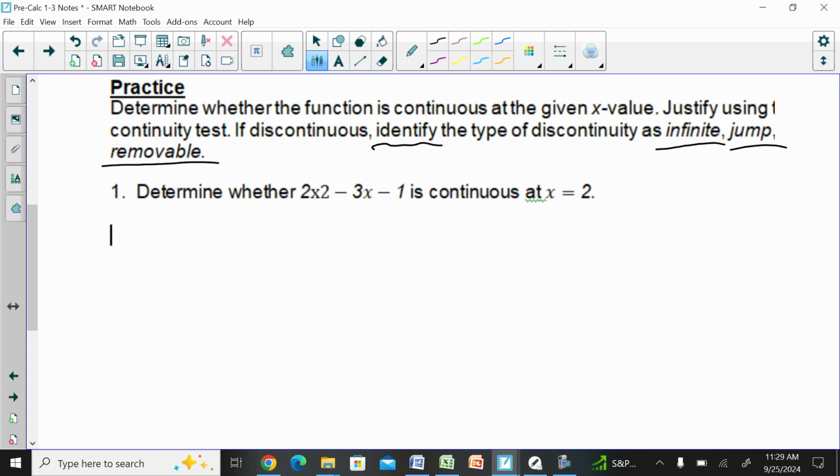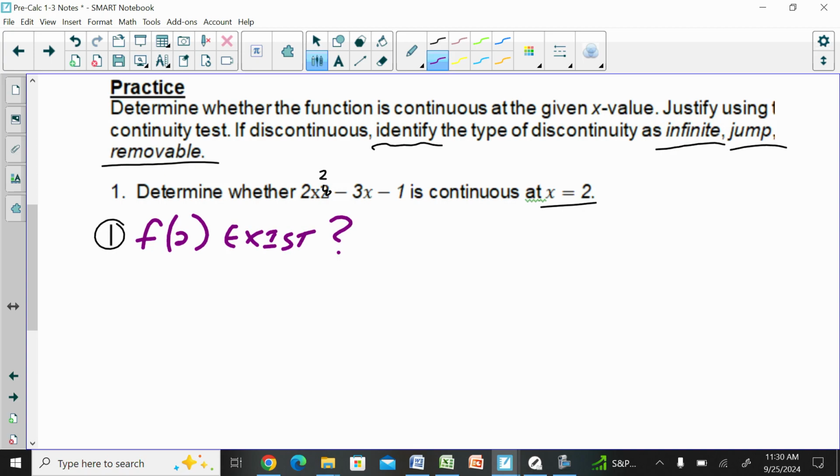The first function is 2x squared minus 3x minus 1, and we want to know if it is continuous at x equals 2. So our first question is, number one, does f of 2 exist? If we're looking at x equals 2, does f of 2 exist?